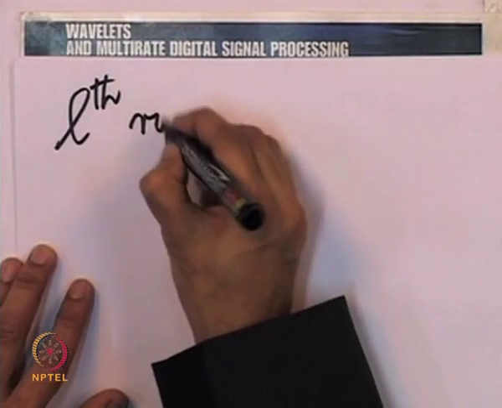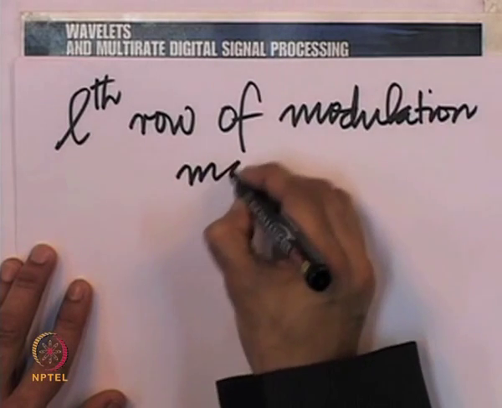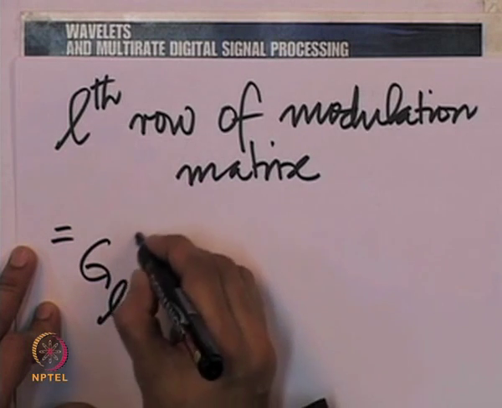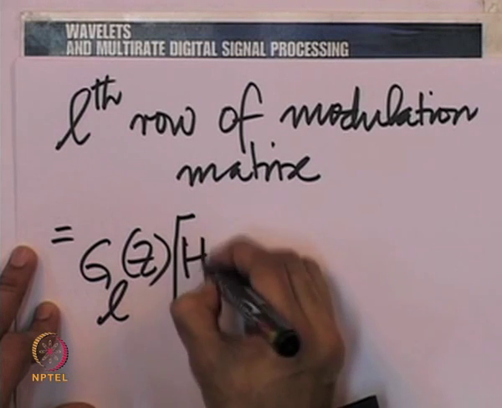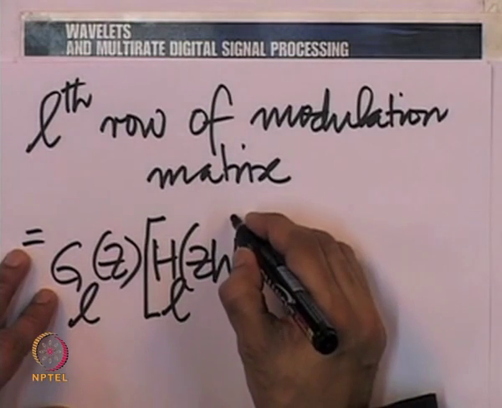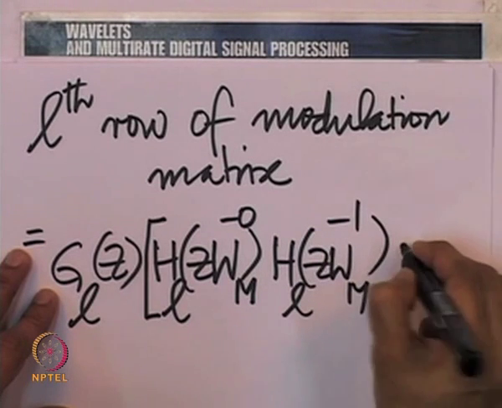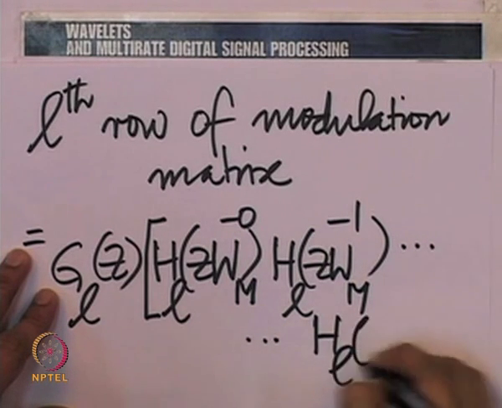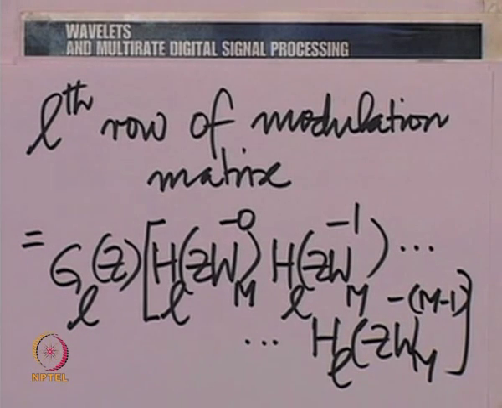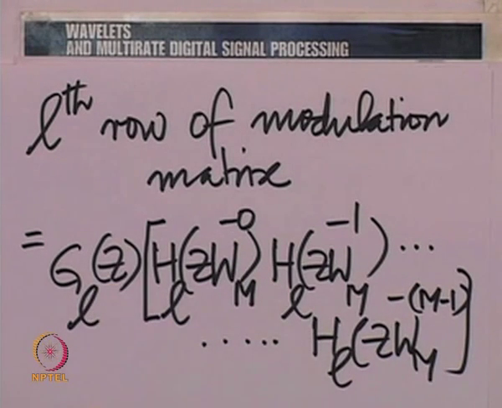The lth row of the modulation matrix is essentially G_l(z) times H_l(z W_M^0), H_l(z W_M^-1) and so on up to H_l(z W_M^-(M-1)). So, essentially the modulates of the analysis filter multiplied by the synthesis filter.